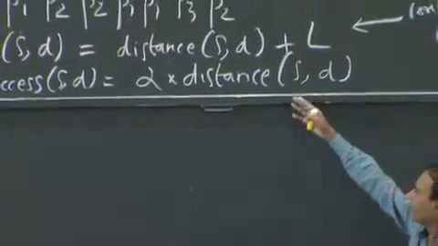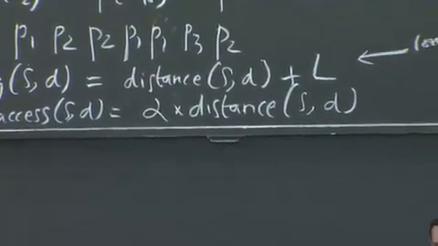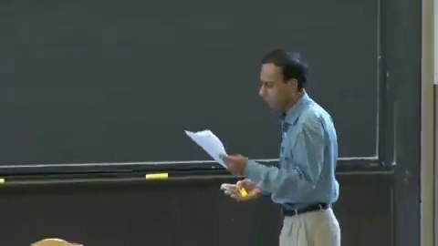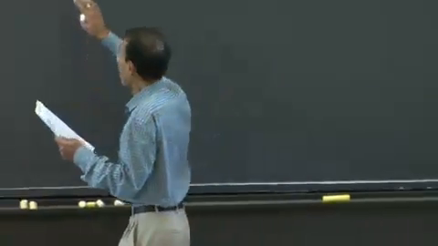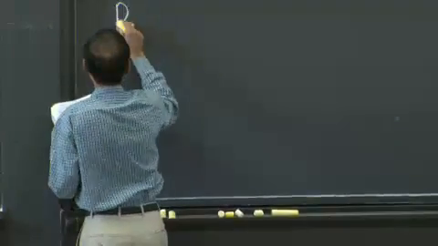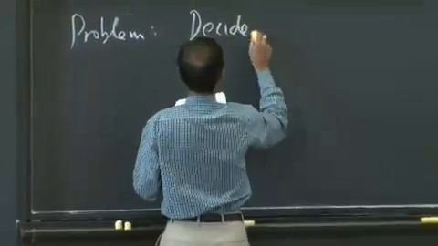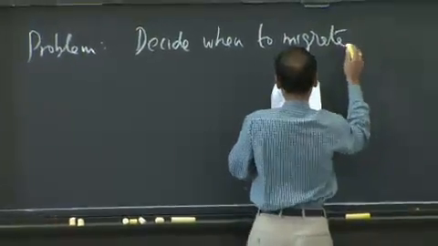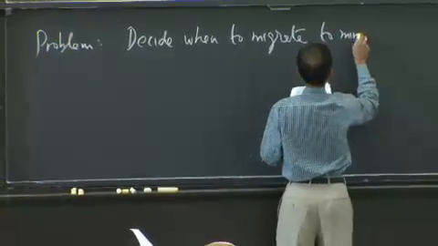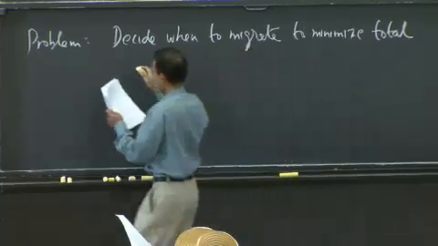All right. Now, if S equals D, and I want to write this down, you have a local access, and the cost is assumed to be 0. Right? You could change that. Now we're in the realm of theory and symbols, so you can do whatever you want. But given those equations, our problem is to decide when to migrate to minimize total memory access cost.